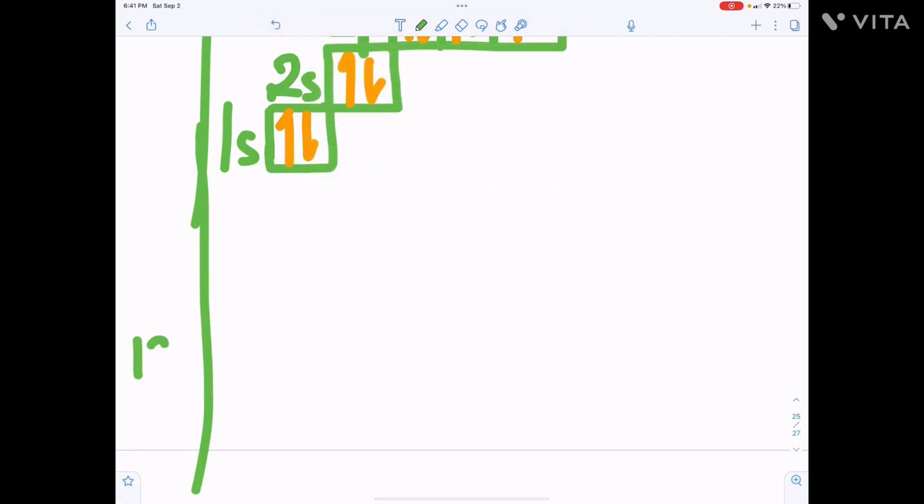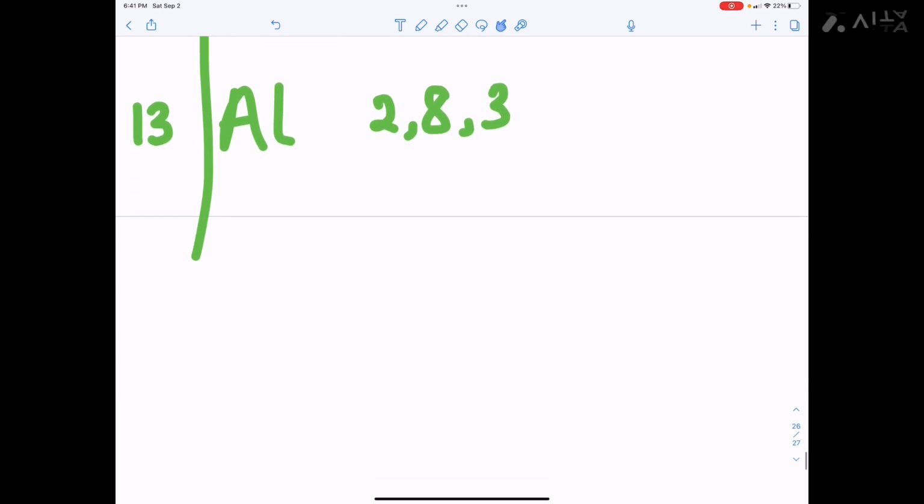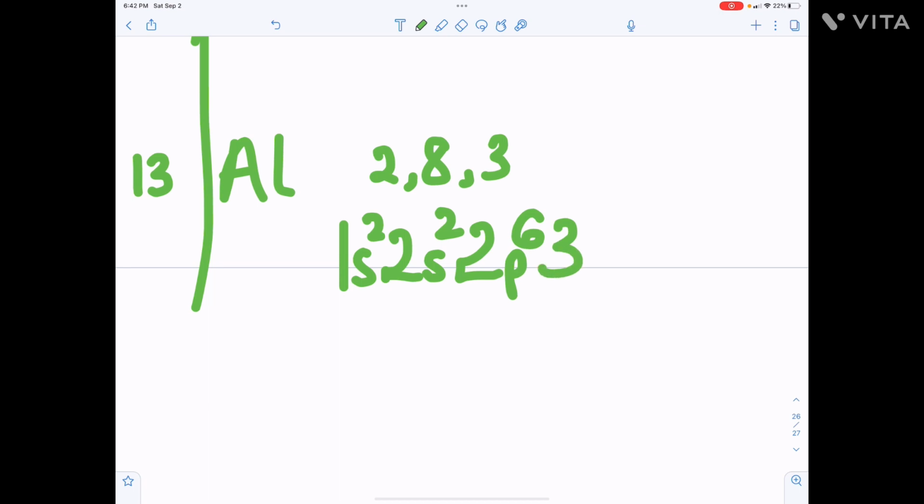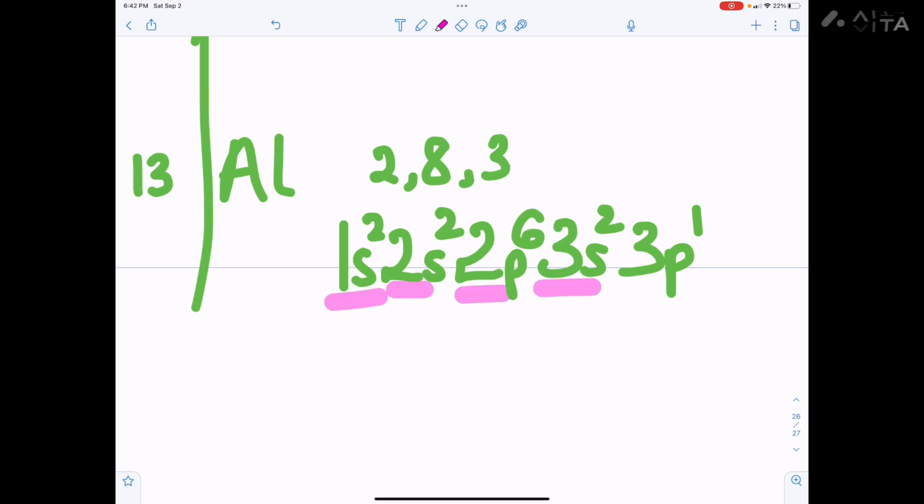Number 13 is what? Aluminium. An atom of aluminium has 13 electrons in its shell. So its quantum configuration is 1s2, 2s2, 2p6, 3s2, 3p1. You can see now we are getting to fill more and more subshells. After filling all of these subshells, you still have an extra electron left that must be kept in the next available subshell.